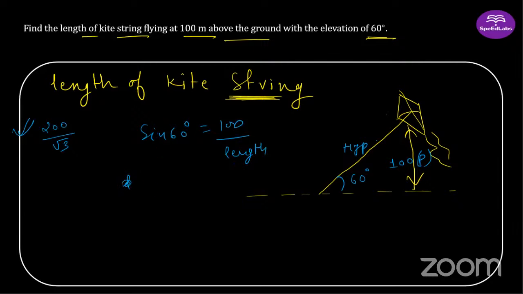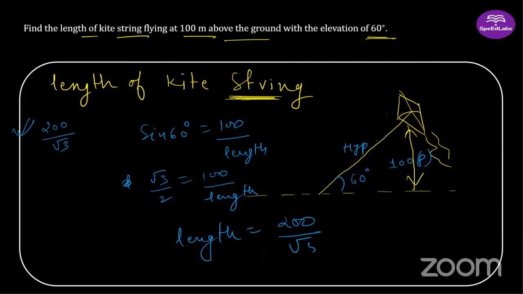This is what I am finding. So what is the value of sine 60? This is root 3 by 2. This would be equal to 100 upon length. This gives me length equal to 200 by root 3. So that's the exact answer you people got.